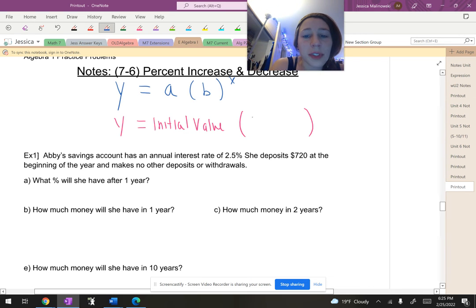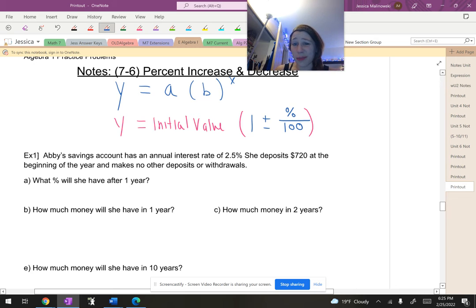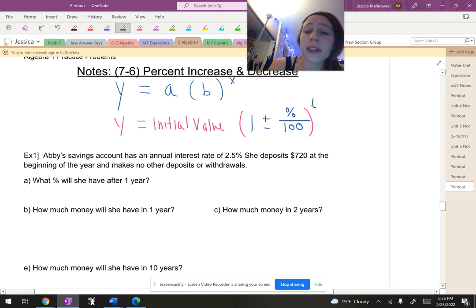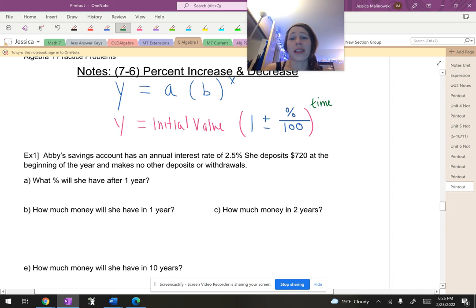Okay. So you're going to have this 1 plus or minus your percentage, and as we always do with percents, needs to be divided by 100. Raised to the exponent of time, whatever that time may be that it's measuring in, whether it's months, years, whatever. And so that is the new equation that you're going to look at when you are dealing with these percent increase and decrease problems.